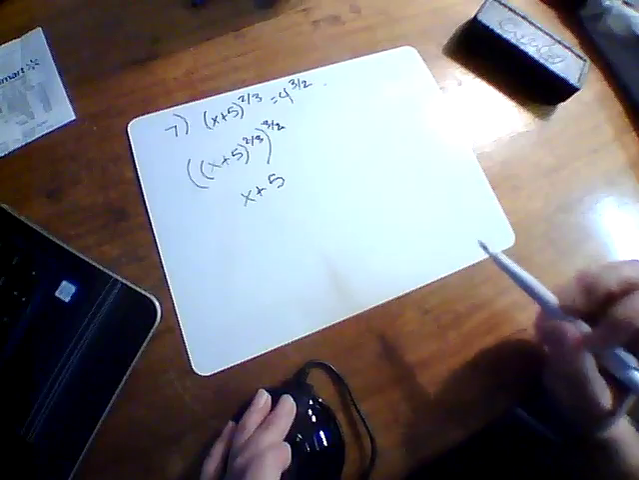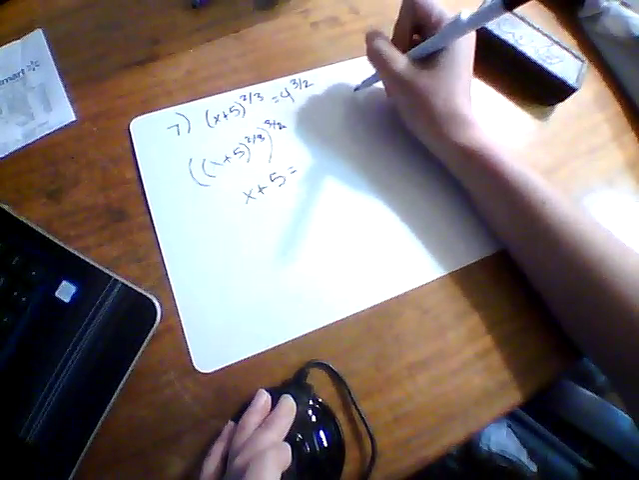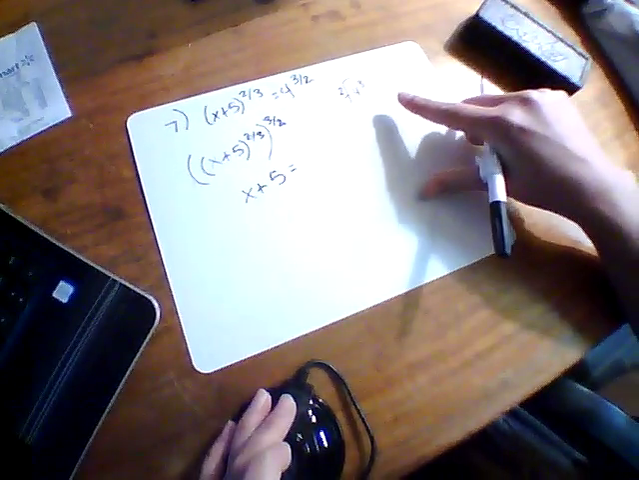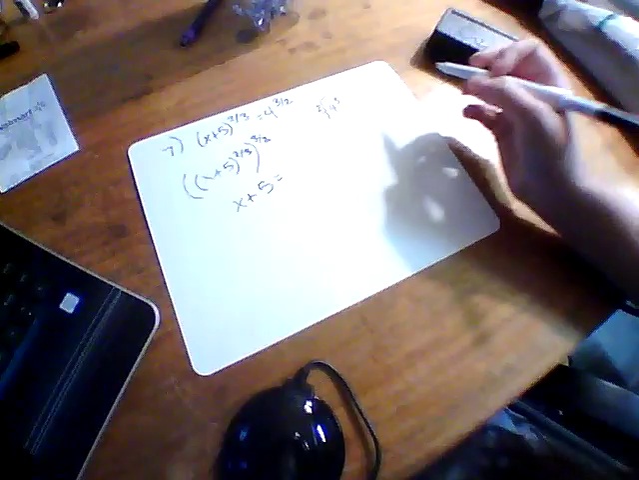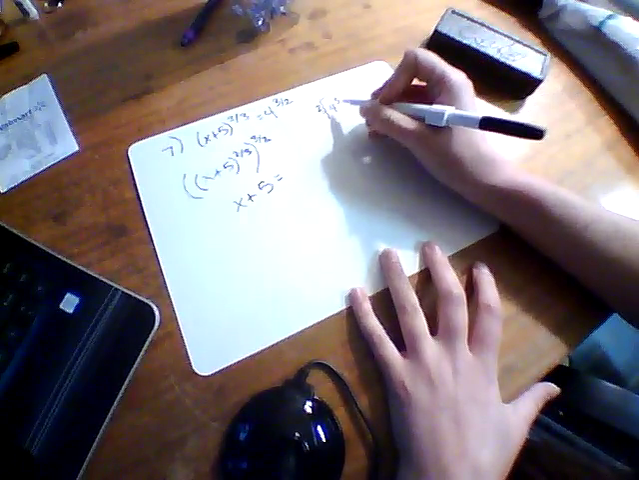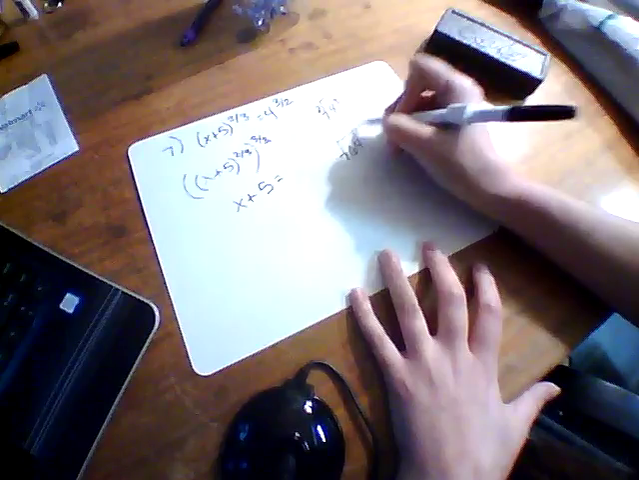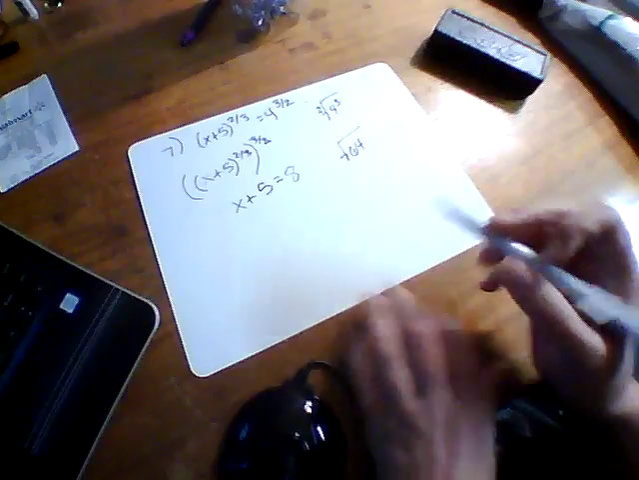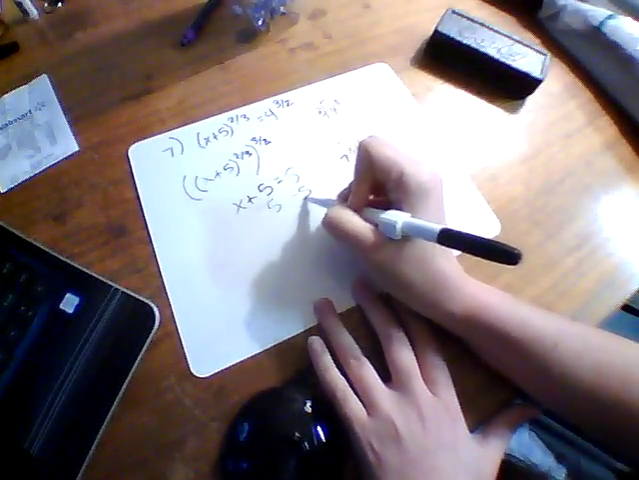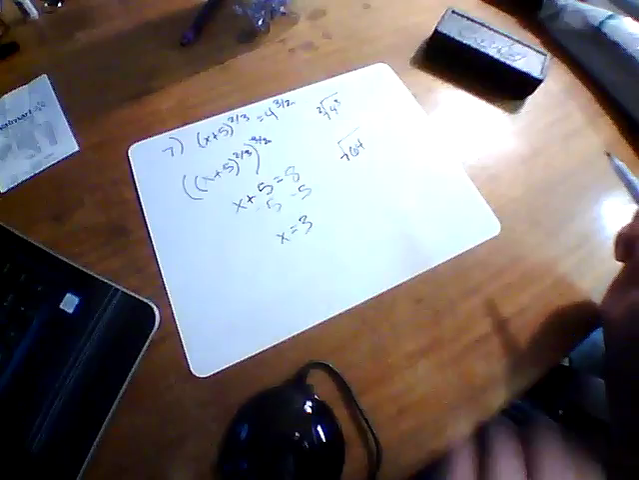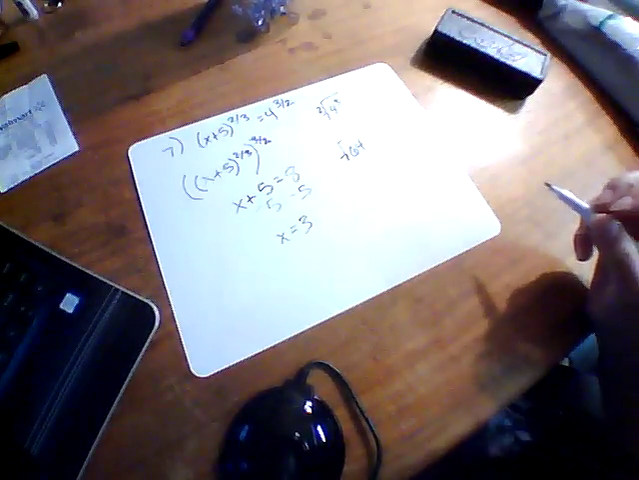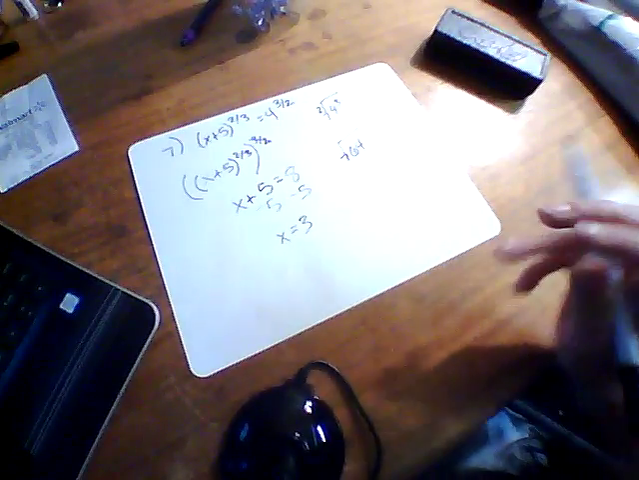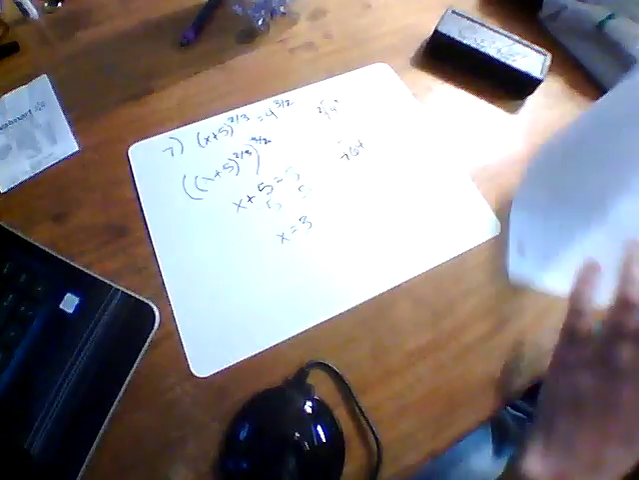Okay, so that gives us 4 to the third, and taking the square root. 4 to the third, or 4 cubed, is 64. Taking the square root of that is 8, which gives us x plus 5 equals 8. And then we just solve it as though it's a simple variable equation. So x should equal 3 in this problem.